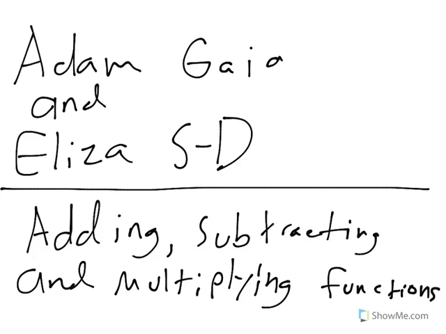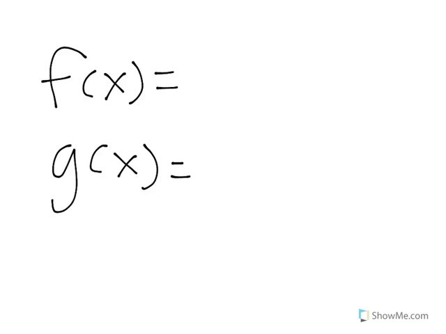Alright, let's get started. For these functions, you're going to be given f of x and g of x. For this example, we're going to have f of x be 5x and g of x be 7x plus 2.